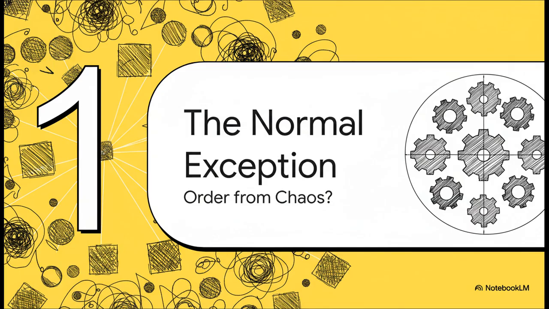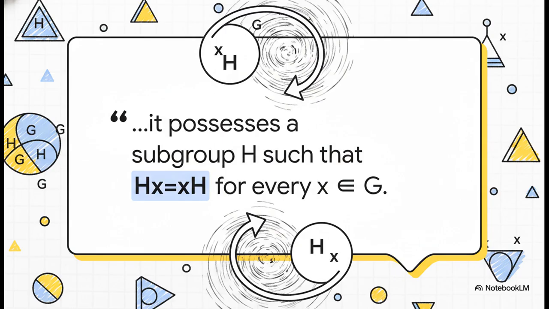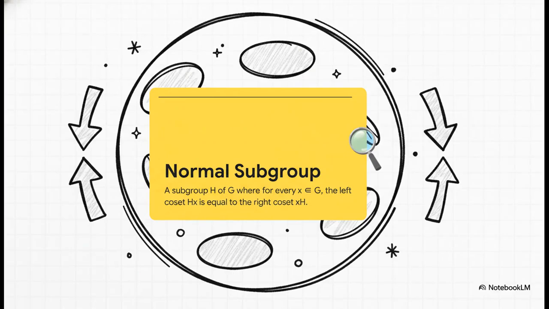Well, what if inside all that chaos, there are these special, well-behaved little pockets that follow more predictable rules? And if we look at our source material, it points us right to the answer. The key is this idea of a subgroup, let's call it H, where H times X is the same as X times H. This describes a very special kind of subgroup, one that doesn't care which side you approach it from. And this special kind of subgroup has a name. It's called a normal subgroup.